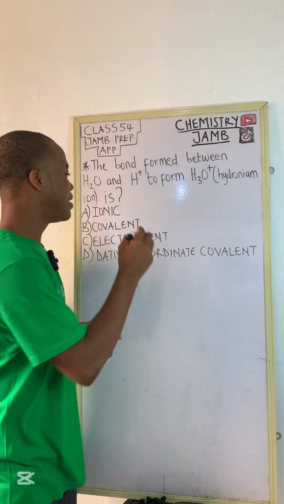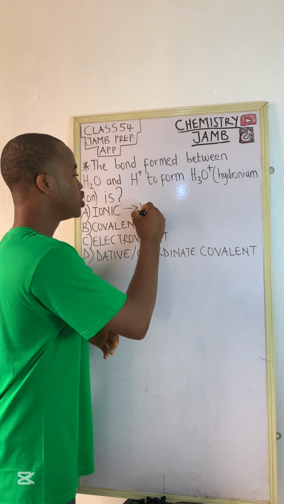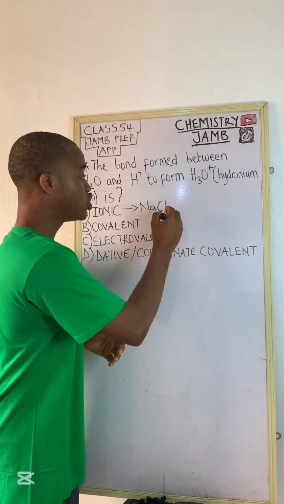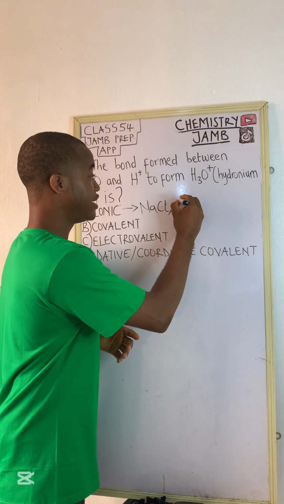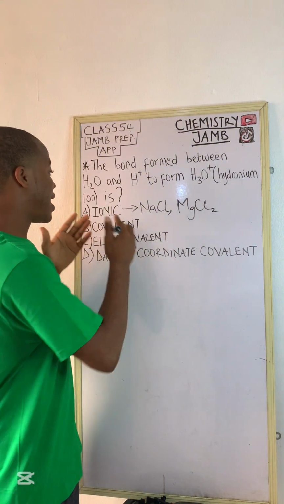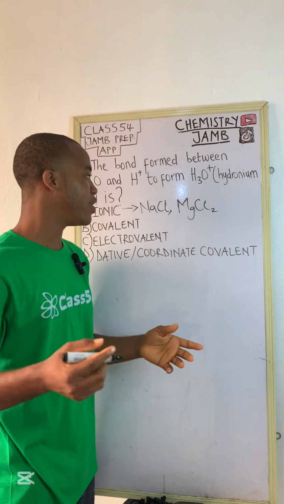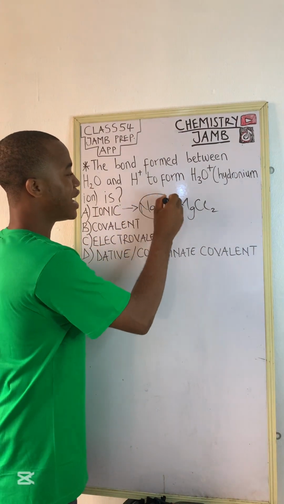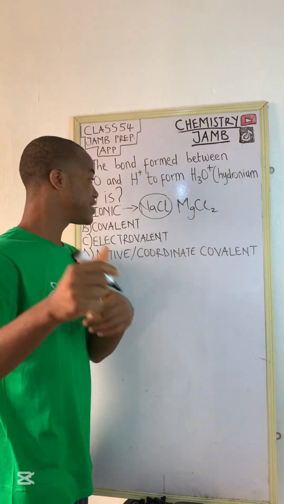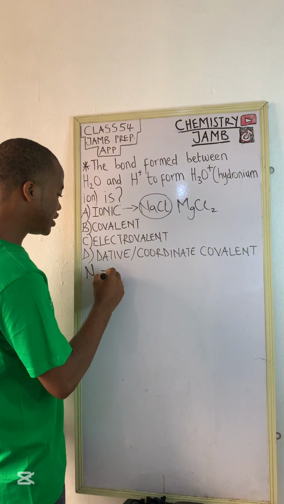Now, let me give you an example of an ionic compound. An example of an ionic compound is sodium chloride. That is our normal salt. Sodium chloride or even magnesium chloride, MgCl2, is also an ionic compound. So let me explain why it is an ionic compound. Let us use sodium chloride as our example. What is the atomic number of sodium? Correct. The atomic number of sodium is 11.